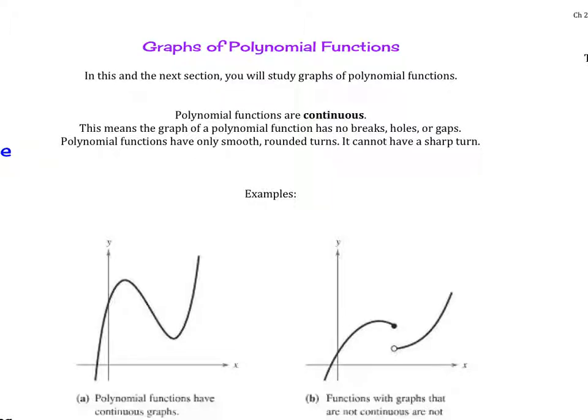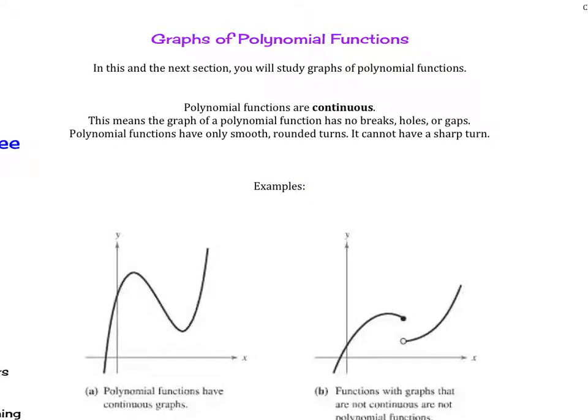Graphs of polynomial functions. In this section, you will study graphs of polynomial functions. Polynomial functions are continuous. This means the graph of a polynomial function has no breaks, no holes, or gaps. The polynomial functions have only smooth, rounded turns, and it also cannot have a sharp turn. So we can see the examples here. You should be able to trace a polynomial function without picking up your pencil. Or when you draw it, it does not have any break, right?